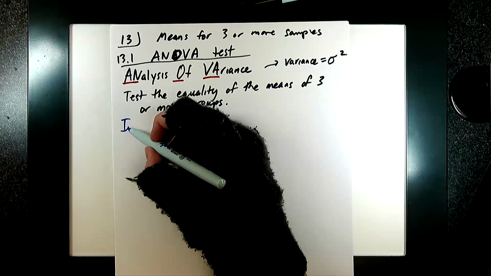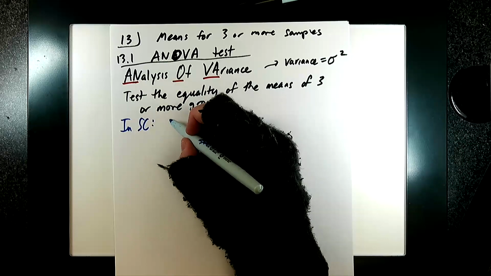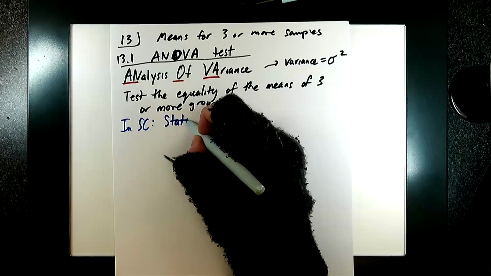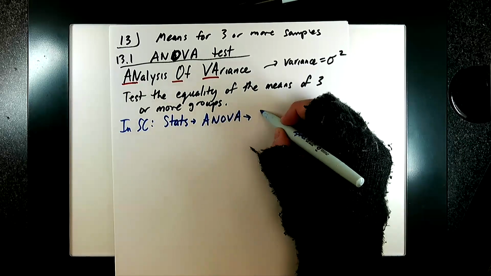In StatCrunch, this is stats, ANOVA. It's near the bottom, and then one way.